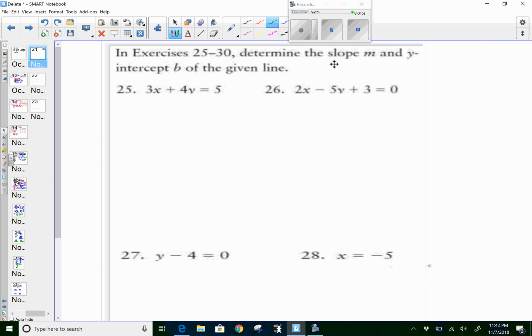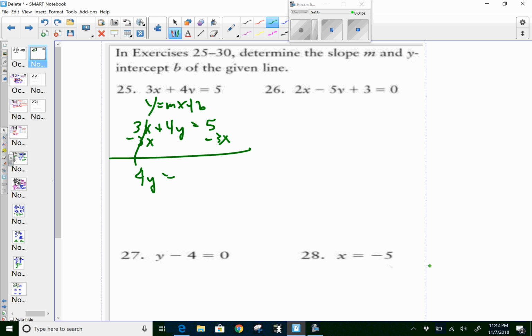So determine the slope and the y-intercept. The point of this is to get this into y equals mx plus b form. So I have 3x plus 4y is equal to 5. The goal is to get the y by itself, so I want to subtract 3x from both sides. So I get 4y is equal to negative 3x plus 5. And I want to keep it in that mx plus b form. Divide both sides by 4. And I get y is equal to negative 3 over 4x plus 5 over 4.